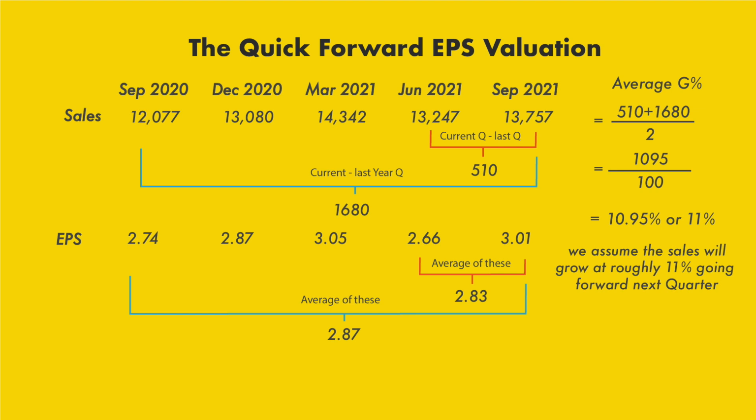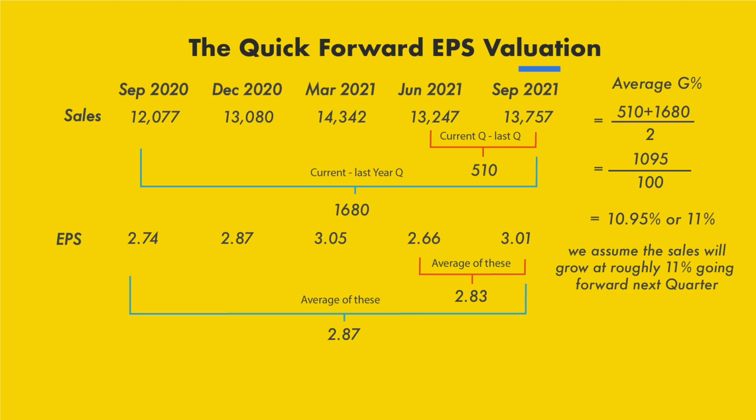Now here we are assuming the growth rate of the company based on historical factors. Now to do that, what we have to do is go to the sales section. I have done the calculation on the screen over here so that it is much easier for you to understand. Here in September 2021, the company's quarterly sales figure was 13,757. We minus this amount from the last quarter, 13,247. If we minus these two, then the amount is 510.